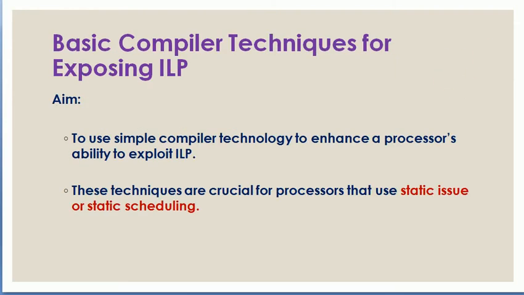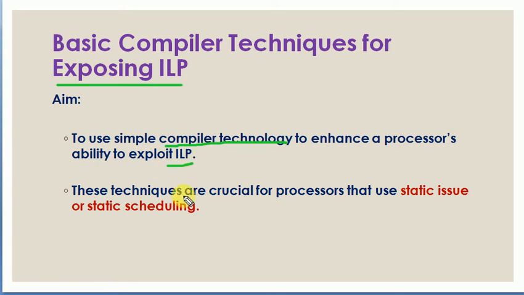Now, the basic compiler techniques for exposing instruction level parallelism. Initially we consider the usage of instruction level parallelism by using the second method, the compiler technique, that is, software technology for implementing instruction level parallelism. The aim of compiler techniques for exposing instruction level parallelism is to use basic compiler technology to enhance a processor's ability to increase the instruction level parallelism.